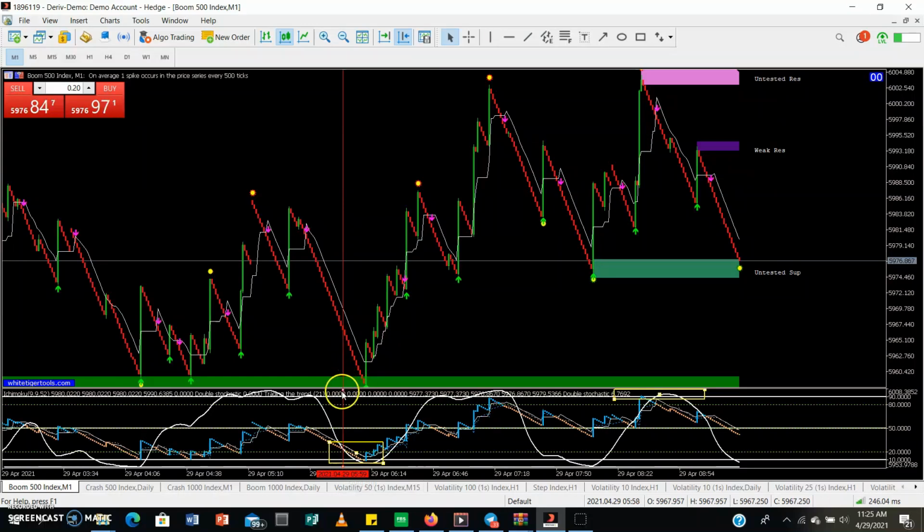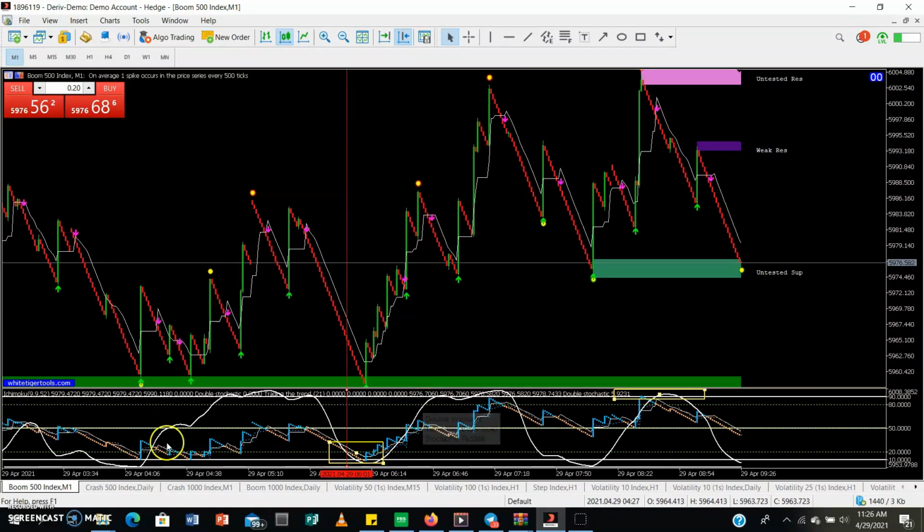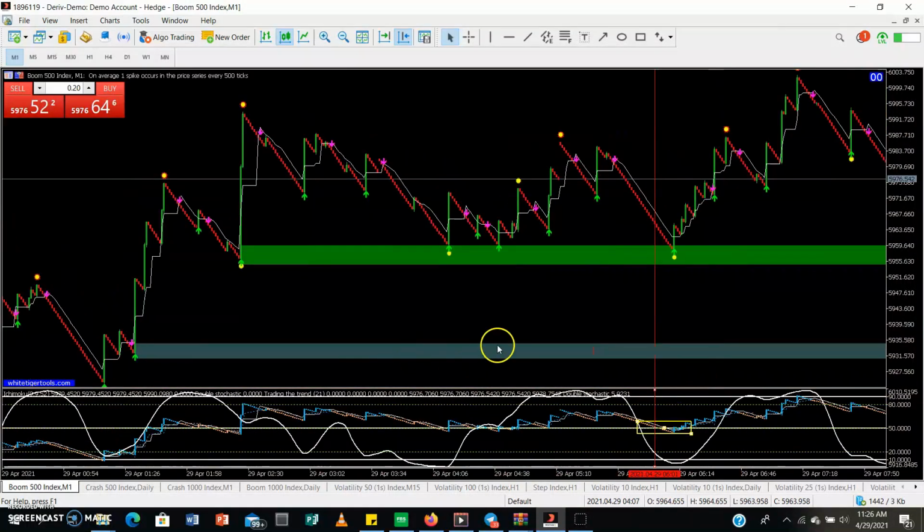Not that you'd enter exactly at this point, because this is when Boom 500 crossed all the lines. Can you see how many minutes you have to wait? This is 1, 2, 3, 4, 5, 6, 7, 8, 9, 10 minutes. The 10th minute, you had a series of spikes going up, right?